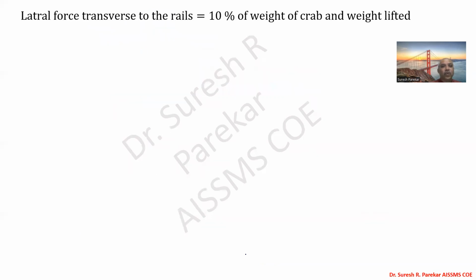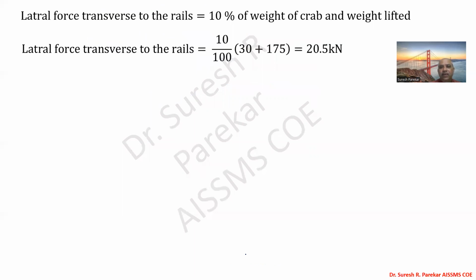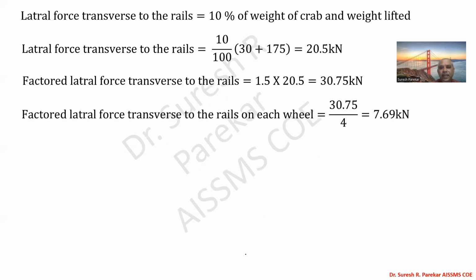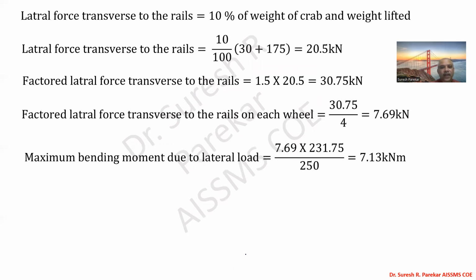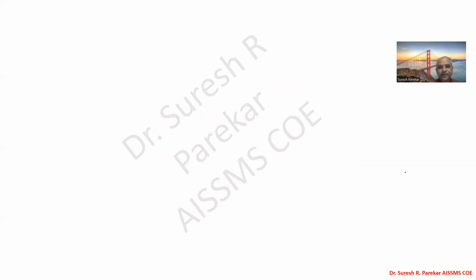Now we have to go to the lateral force, 10% of the weight of crab plus weight lifted. So that is static load. Then multiply it, and this will be carried by 4 wheels, that is 2 on left and 2 on right. Then we will find the maximum bending moment. We have 7.69, that is the load carried by the wheel. When the load carried by the wheel is 250, the bending moment is 231.75 kilonewton meter. Therefore, for this wheel load, we will get the bending moment as 7.13 kilonewton meter, that is in the y-y direction.